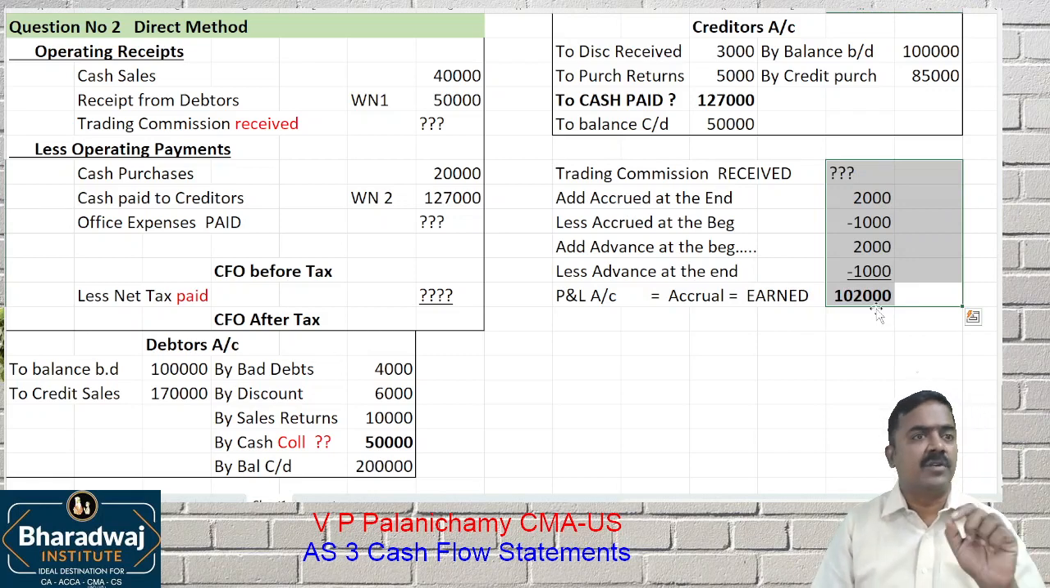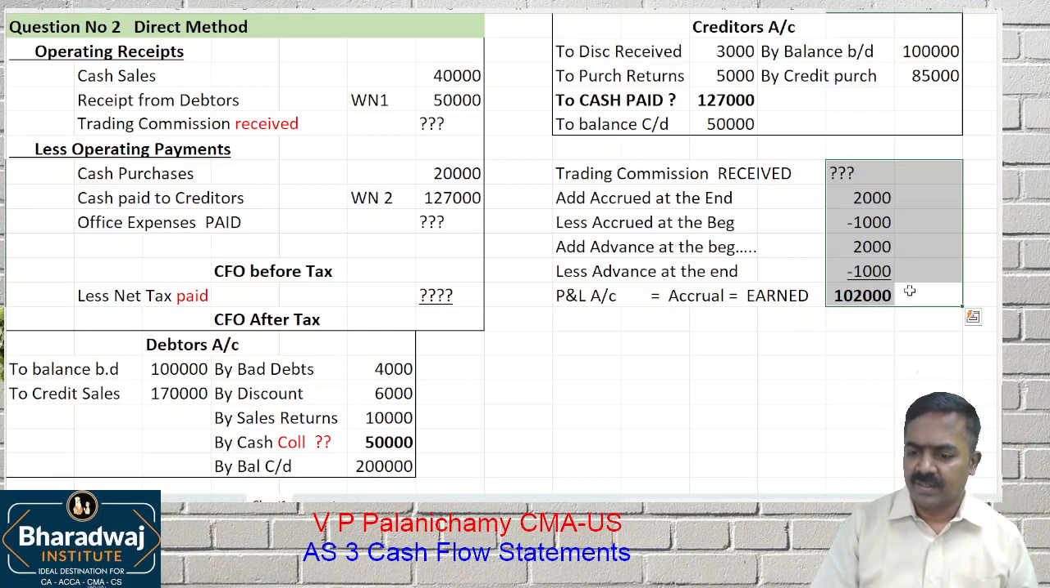When you do reverse working, do the opposite. From 1,02,000, it will become plus 1,000, this will become minus 2,000, this will become plus 1,000 minus 2,000. Just do the opposite.